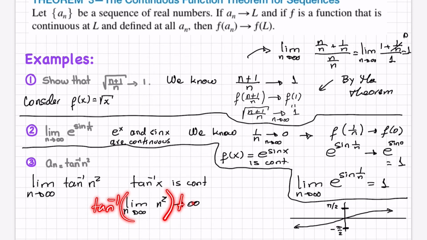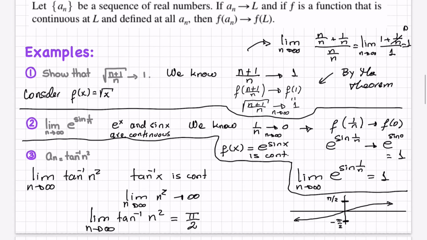Tan inverse. Okay, so the limit as n approaches infinity of tan inverse of n squared is going to be like plugging in infinity here, and tan inverse approaches pi over 2 as you approach infinity, so this limit becomes pi over 2. That's what this theorem allows for us to do. Take the limits from the inside out, from the sequence to the functions. Okay?